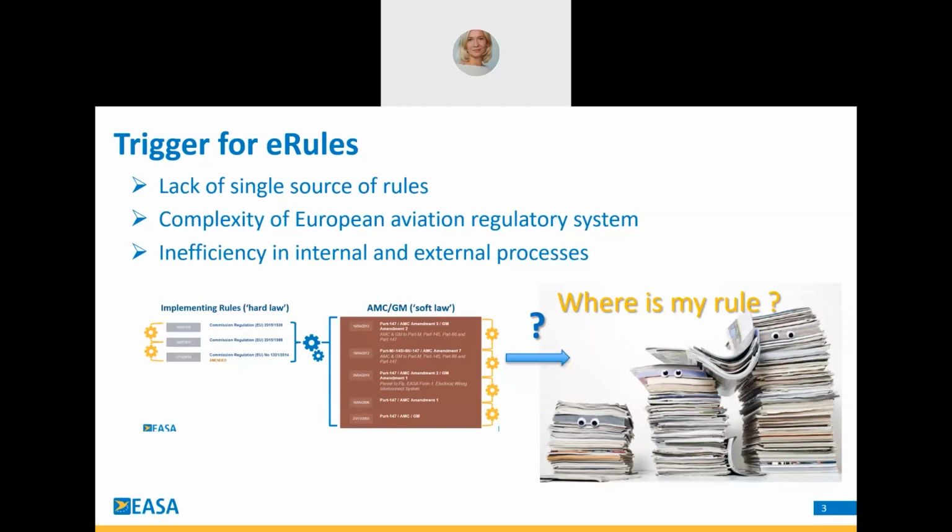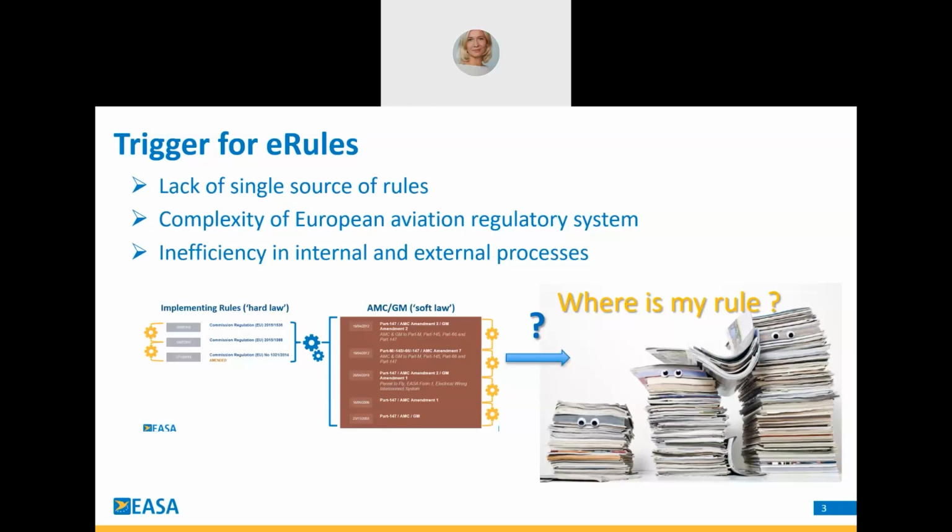So on the left-hand side, you would need to already start consolidating all the amendments to see what the hard law looks like. On the right-hand side, though, we have the acceptable means of compliance and guidance material produced by EASA, and that is complementary regulatory material to the implementing rules. And the amendments work exactly the same way. Whenever there is an amendment, there is a bit saying from now on the paragraph reads so and so.